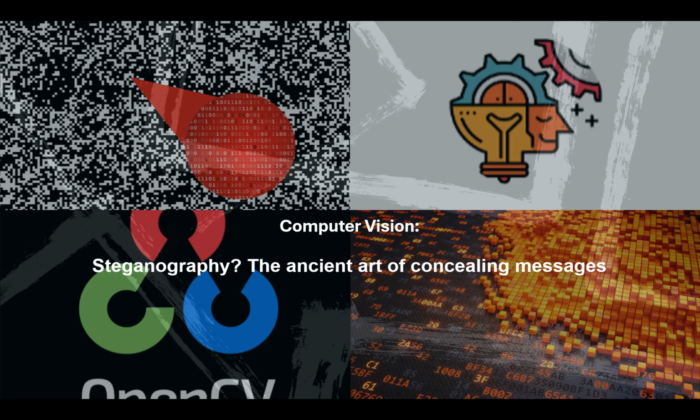In today's video, we continue with the series I'm doing about computer vision, and today we are gonna see a very interesting topic with the name steganography. This is a really ancient technique or art of, as you see on the screen, concealing messages, usually hiding secrets in a container. In old times, these containers were physical containers. Today, the containers are digital containers.